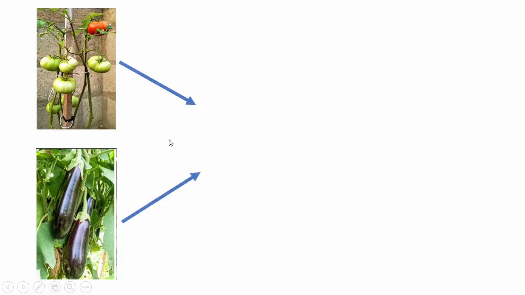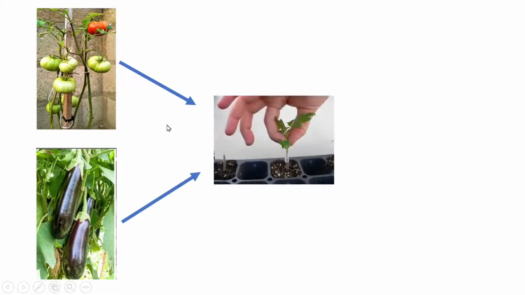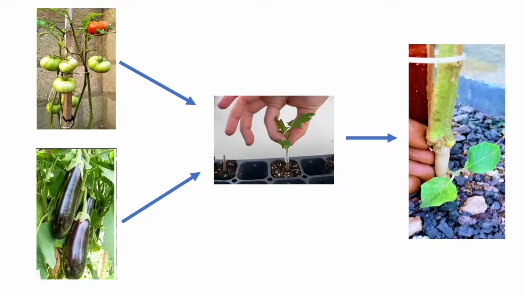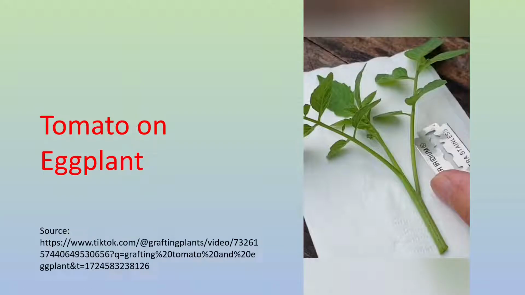So using seedlings of the tomato and seedlings of the eggplant, I was tasked to develop a protocol that would optimize grafting, and I was successful in having a 100% success rate in grafting. Here's a video on tomato and eggplant grafting so we can see how it's done.